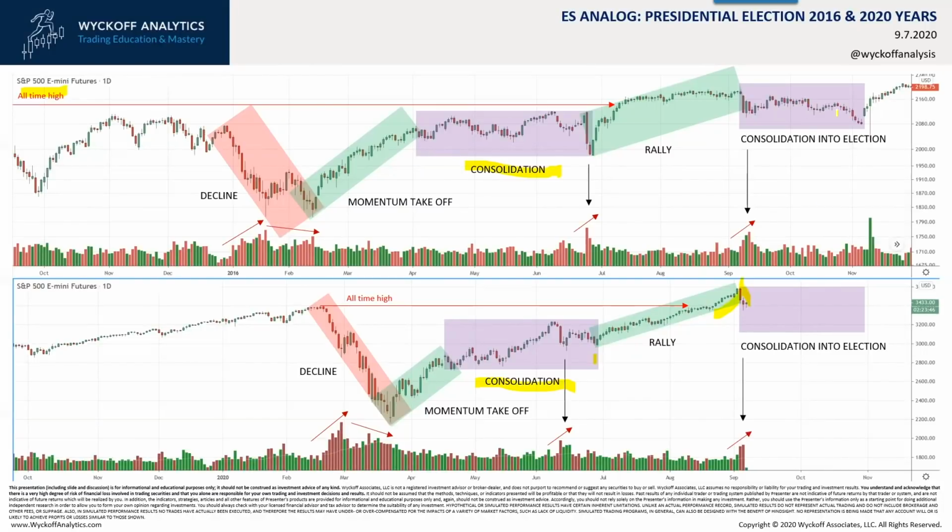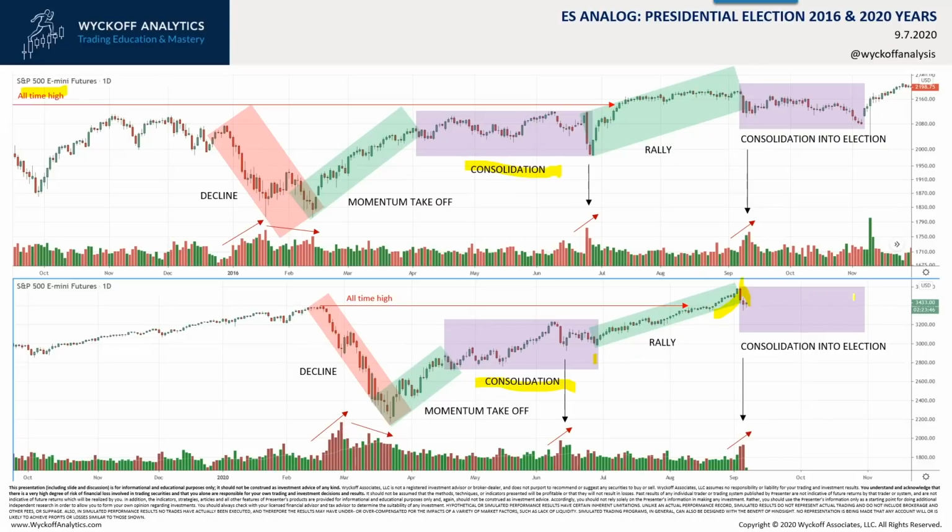So here you can see that there was a consolidation. Actually, the low was made in early November in 2016, and then the market rallied into the end of the year and made a new high. And here we're wondering what this structure is going to look like.